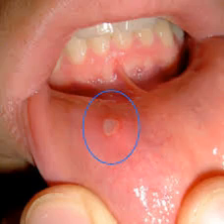A mouth ulcer, also known as an oral ulcer or canker sore, is a small, painful lesion that forms in the soft tissues of the mouth, including the inside of the cheeks, lips, tongue, or gums. Mouth ulcers are usually round or oval with a white, yellow, or gray center and a red, inflamed border. While most mouth ulcers are benign and heal on their own within 1 to 2 weeks, they can be uncomfortable and make eating, drinking, and talking difficult.